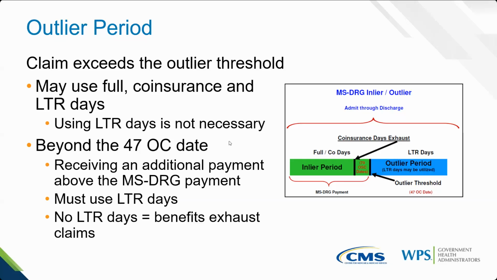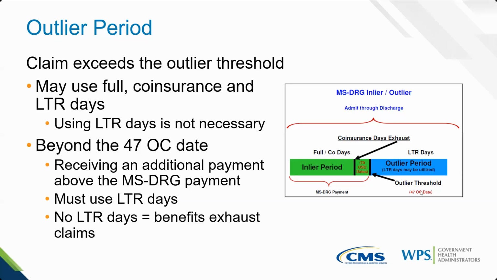So again, you're going to want to make sure you hit all these days, and you're going to make sure you hit this information in there. Some people said, do I have an outlier claim even if I don't have this co-insurance, the 70 in the middle? You could. You absolutely can, right? You don't necessarily have to have that. So you're just receiving an additional payment above the MSDRG.